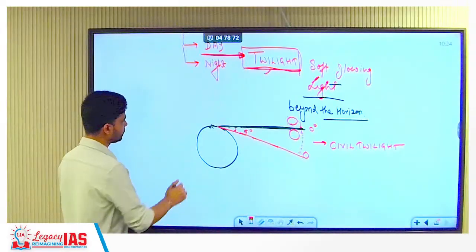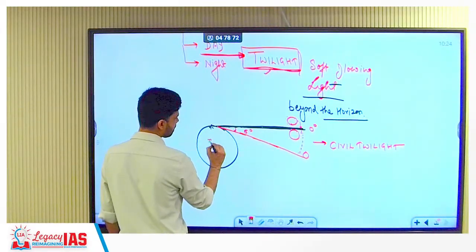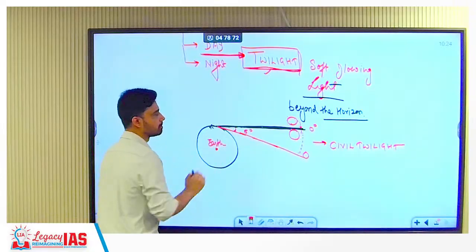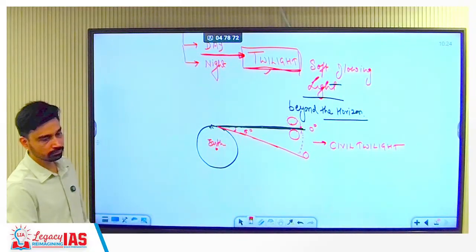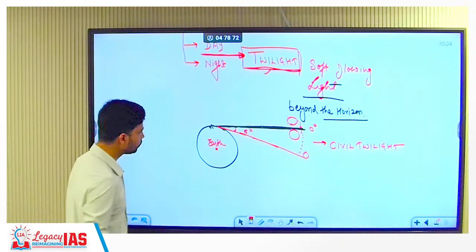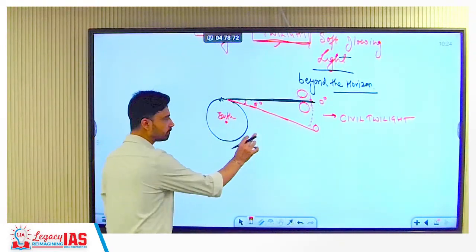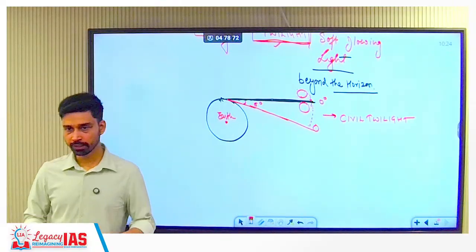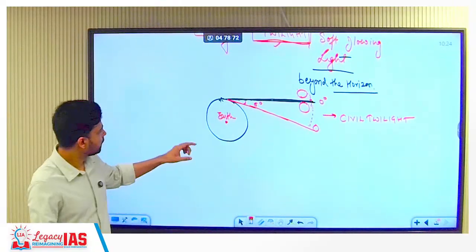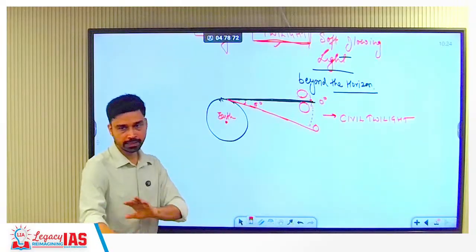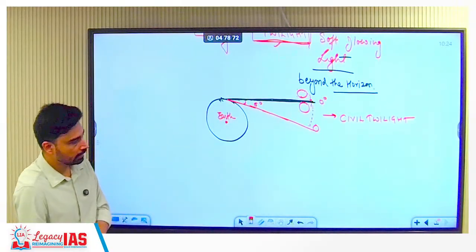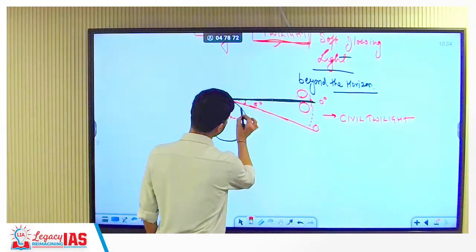Right, so this is your Earth. So 0 to 6 degrees, you can say it is civil twilight. Why civil twilight? Because everyone can experience this twilight in the sky. Every person in this particular place will see a kind of soft glowing light in the sky. Then the sun keeps going beyond.